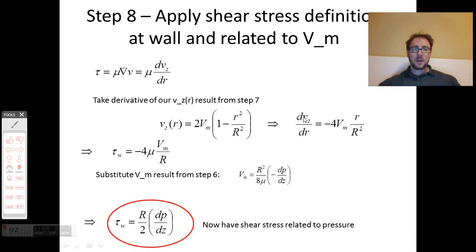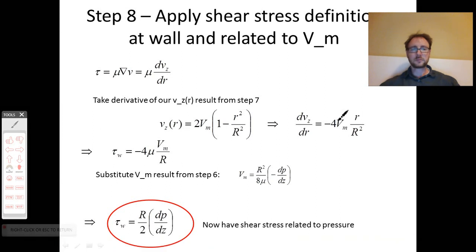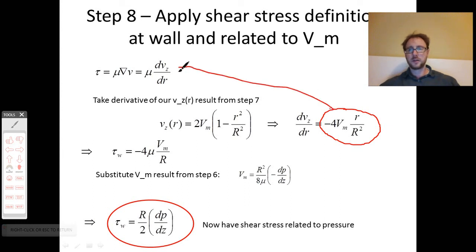And if we take that equation and take the derivative of it, we get minus 4 times the mean velocity times r over r squared. So let's take this value and plug it in right over here to the derivative of the velocity with respect to r. And if you do that, you get that the shear stress at the wall, where the fluid is contacting the wall, is minus 4 times the viscosity times the mean velocity over r.